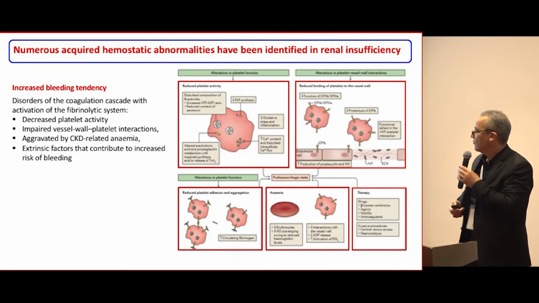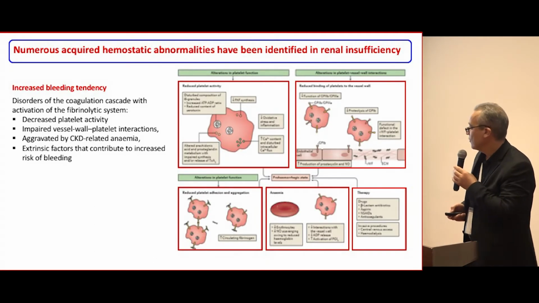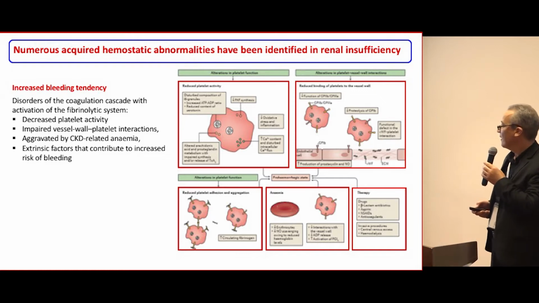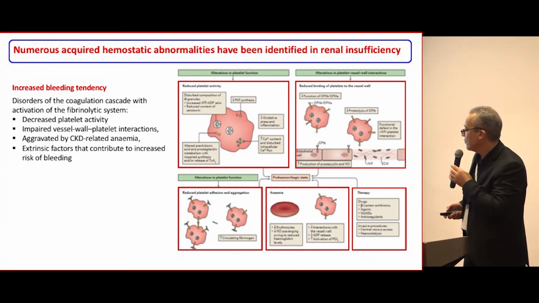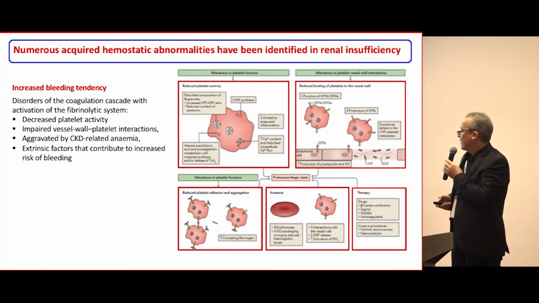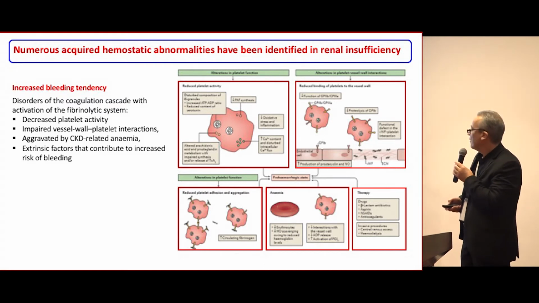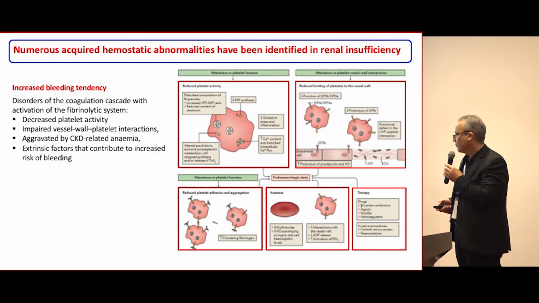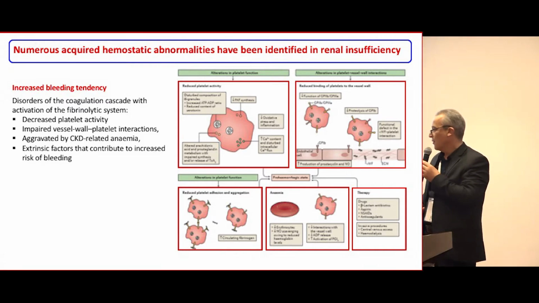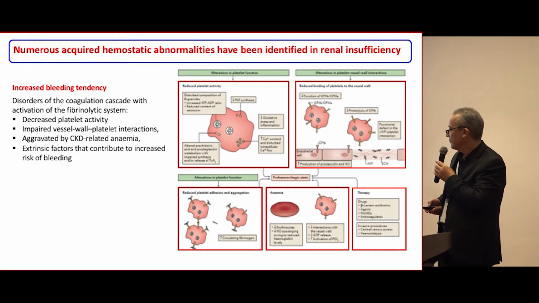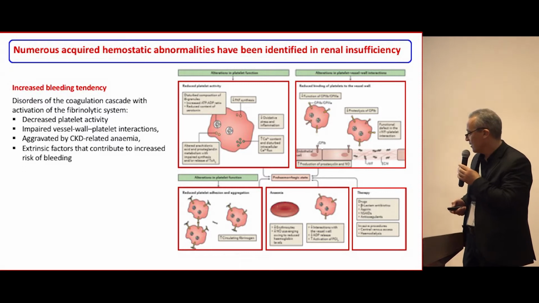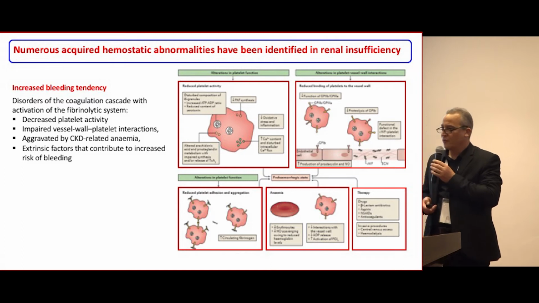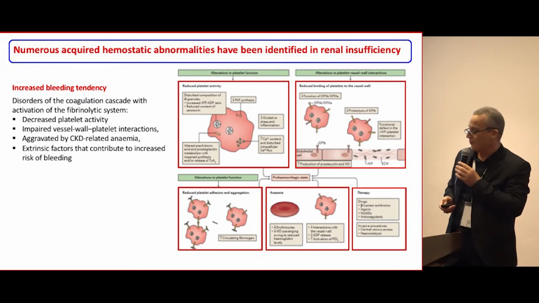It is interesting also to know that acquired hemostatic abnormalities have also been identified in renal insufficiency, especially regarding the alteration in platelet function. Secondly, the alteration of platelet vessel wall interaction, and finally the enhancing role of bleeding by the intensity of the anemia in CKD patients. Also, we have some therapy that contributes to the increased risk of bleeding in CKD patients.